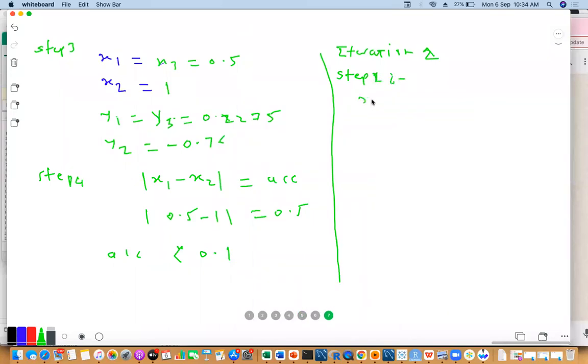We have to calculate the new x3. What is the new x3? x3 should be x1 plus x2 divided by 2. So that will be 0.5 plus, what is x2? 1, divided by 2. So 0.5 plus 1 divided by 2 is equal to 0.75. Okay, we got x3. Now calculate y3.